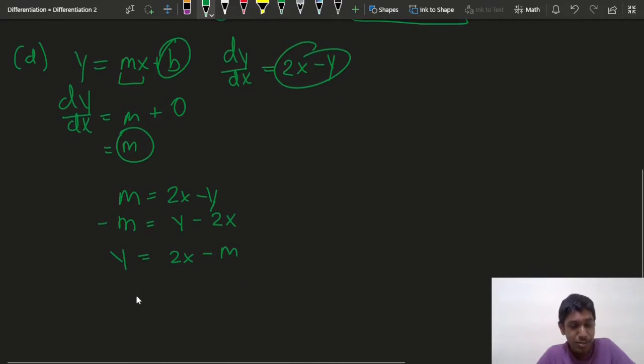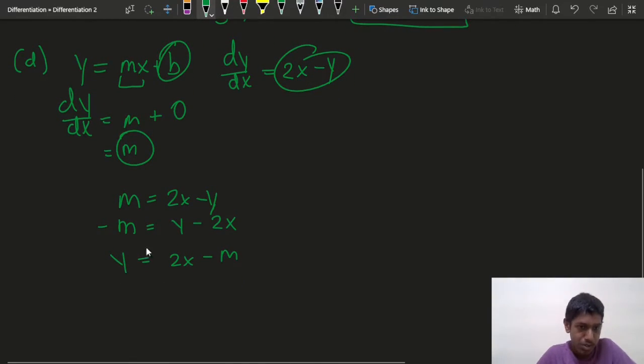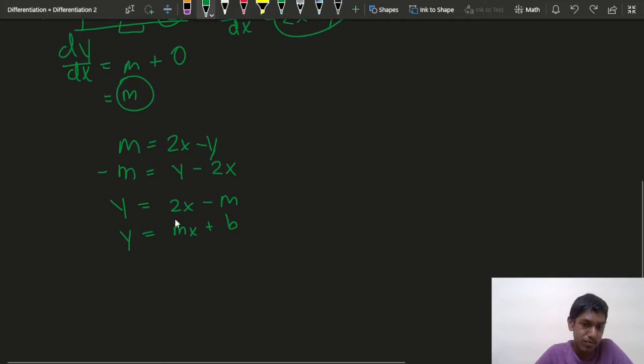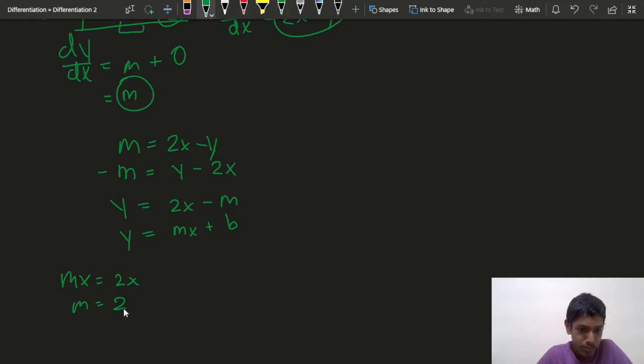Okay, so now here is where things might get confusing. We're going to compare it with this, y equals mx plus b. Now you have to realize that this m and this m are exactly the same m, and you also have to realize that this comparison is valid. You can compare these terms, right? Because they're exactly in the same form. So you know that m has to be 2, because you're just comparing this term right here. So mx has to be equal to 2x, so m has to equal 2.